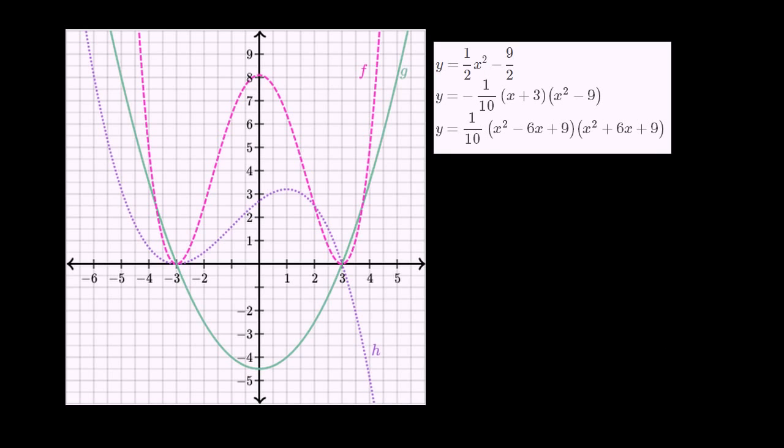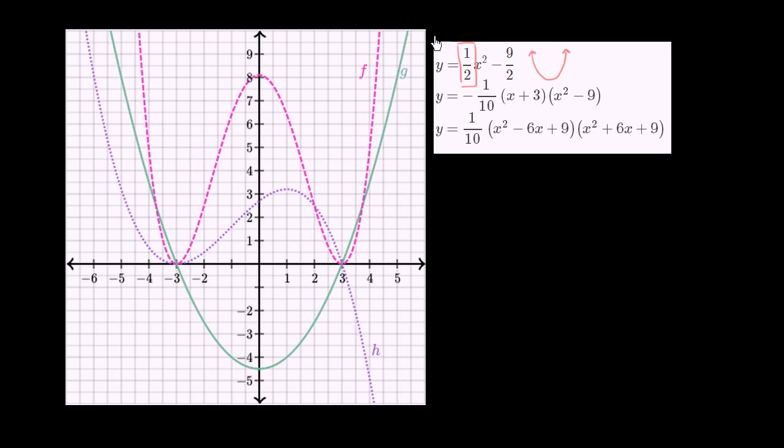So this first one is reasonably straightforward. This is just a straight up quadratic right over here. Y is equal to 1/2 x squared minus 9/2. And we see that the coefficient on the second degree term, or the highest degree term right over here, is positive. It is 1/2. So this is going to be an upward opening parabola. It's going to look something like that. And when we look at all of these options over here, there's only one upward opening parabola, and that is g of x.